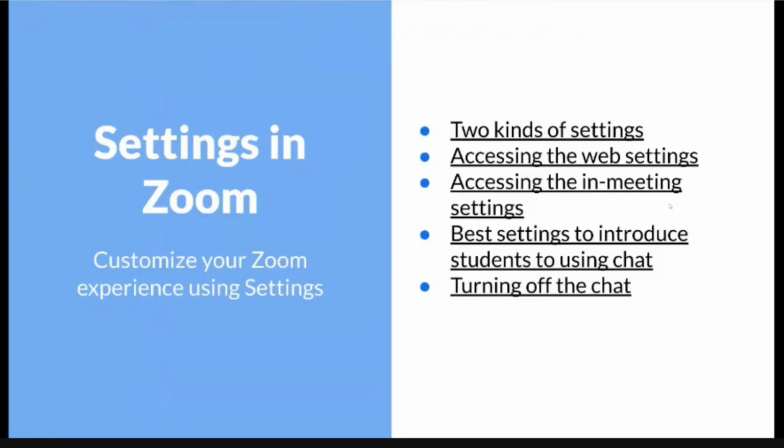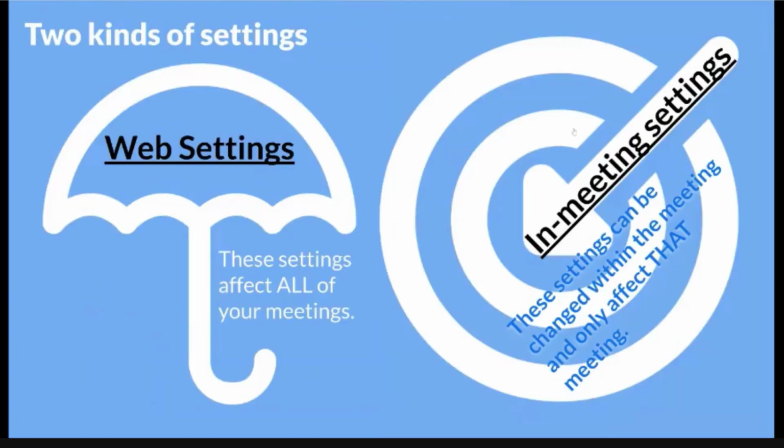Now, this is important. I want to talk about settings. There are basically two kinds of settings. There are the web settings that you do from the website, and I'm going to show you how to get in there. And then there are the in-meeting settings. The web settings generally are for setting up the settings for every single meeting. It's like setting up your default settings. The in-meeting settings are when you're in an actual Zoom meeting, there are all kinds of other little settings that you can put in there.